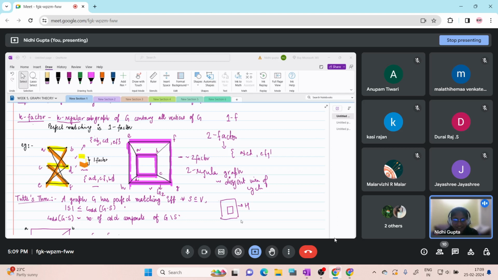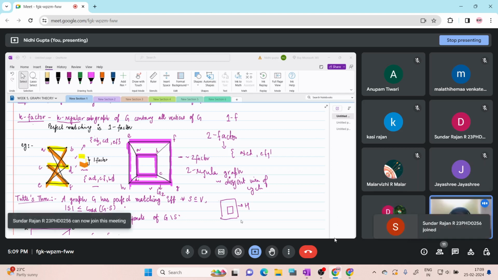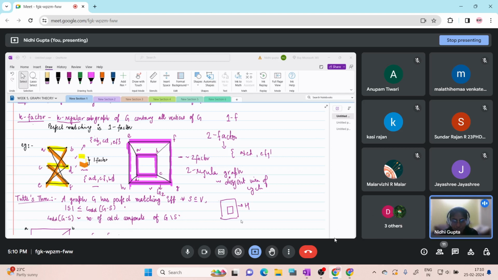graph is basically a disjoint union of cycles. So in this graph you have to find a disjoint union of cycles which is covering all the vertices of G2. Basically a disjoint union of two cycles, and there are 8 vertices, so all the 8 vertices are there. So one is that we can take ABCD as one cycle, EFGH is one cycle. These two cycles are disjoint and therefore it forms a two factor.